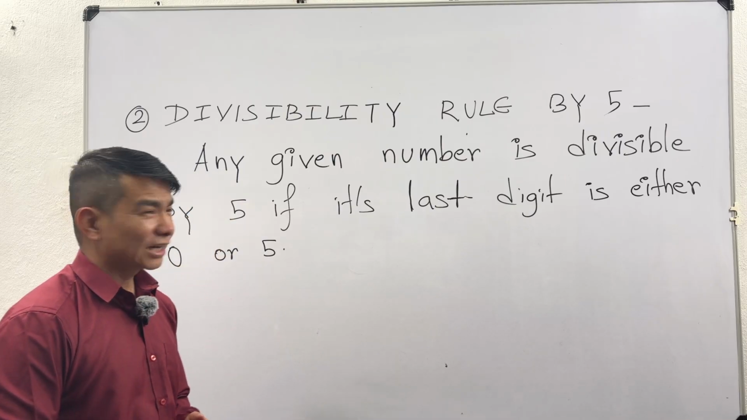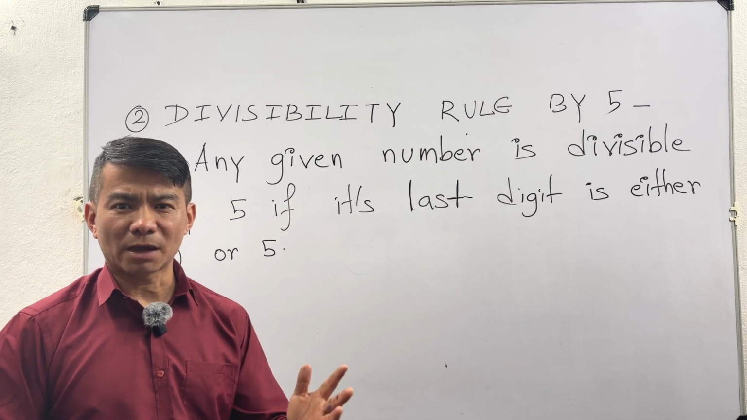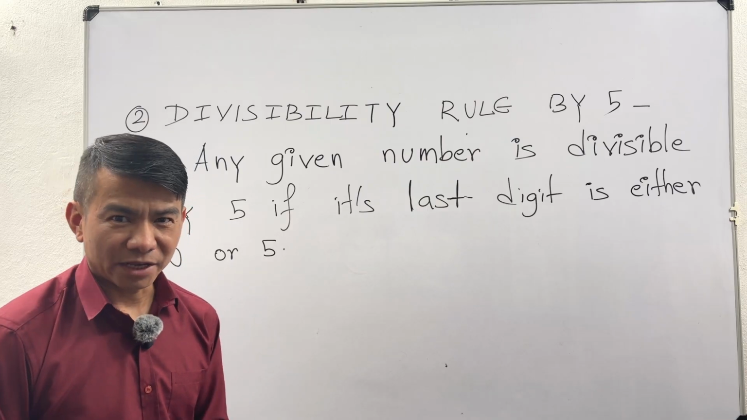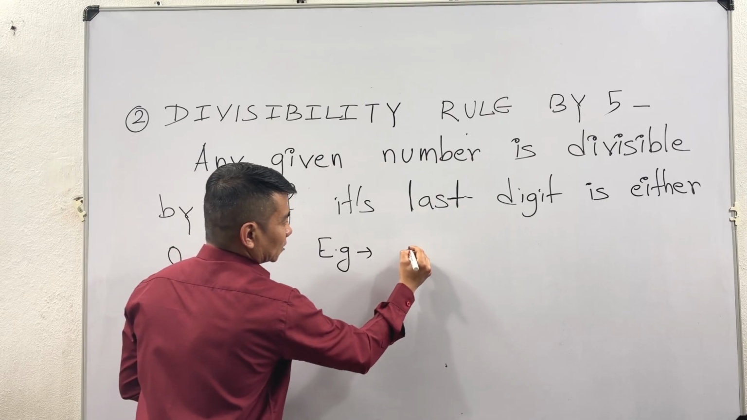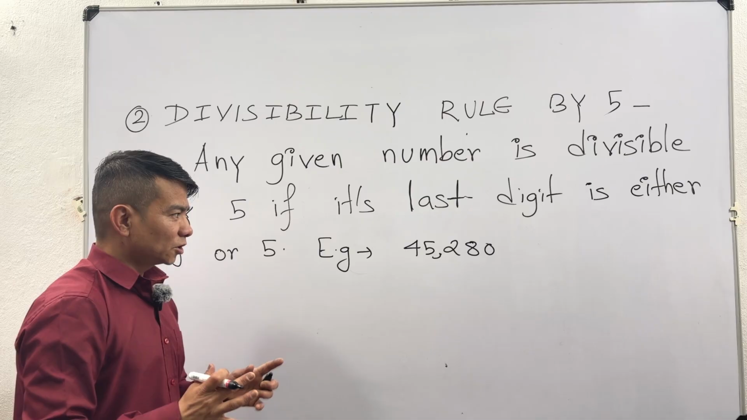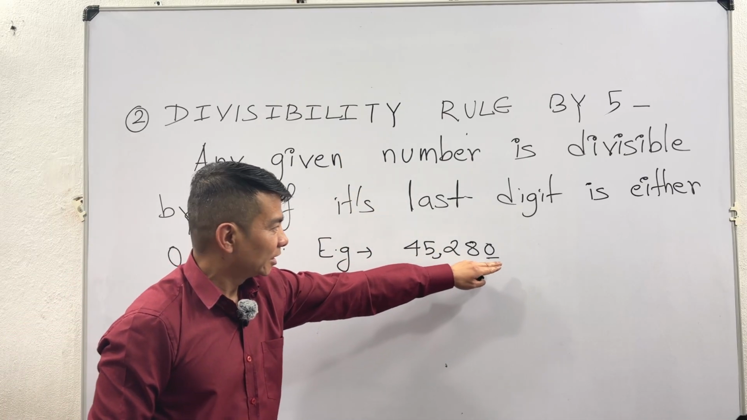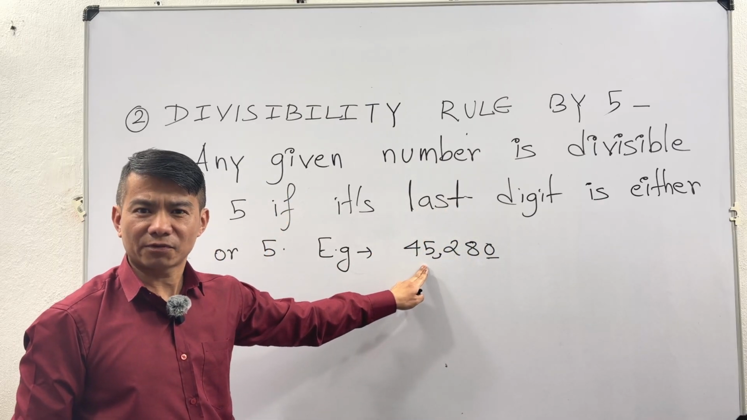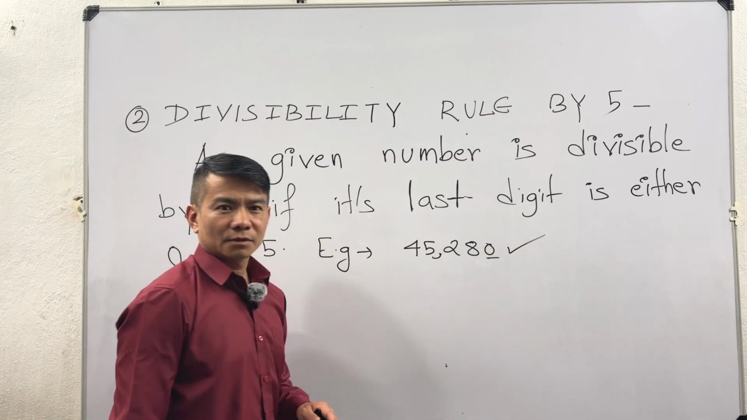Now we come to the second rule, the divisibility rule of 5. It says that any given number is divisible by 5 if its last digit is 0 or 5. So what does it mean? Let us check the example. Say I have a number 45,280. We just look at the last digit, and according to the rule, if the last digit is 0 or 5, then the whole number is divisible by 5. So this number is divisible by 5. Why? Because the last digit is 0.